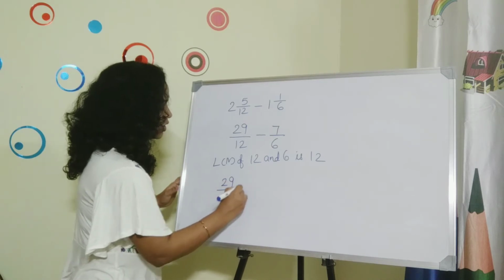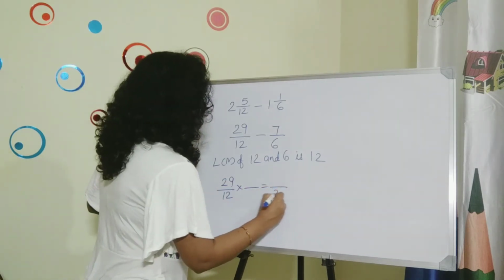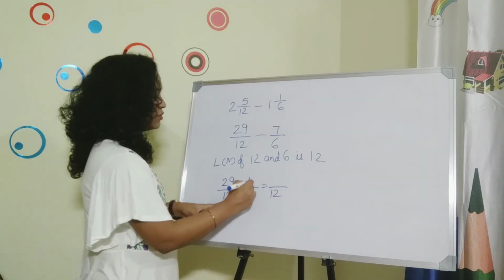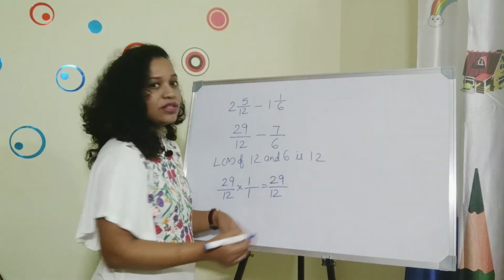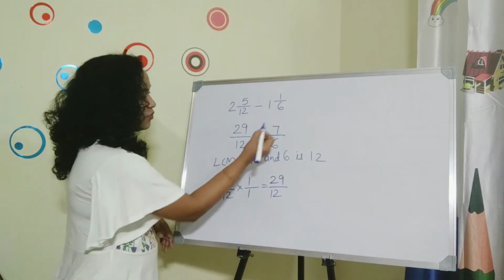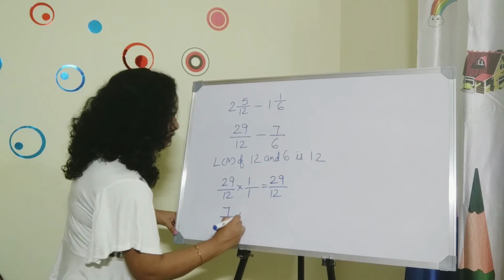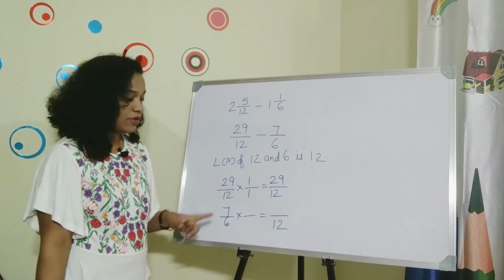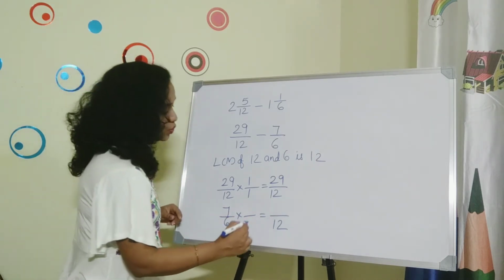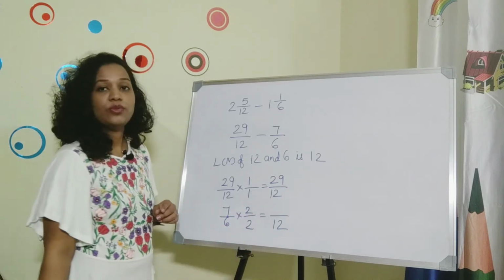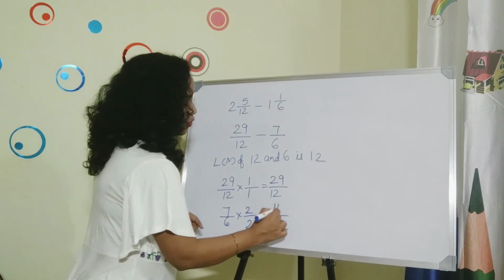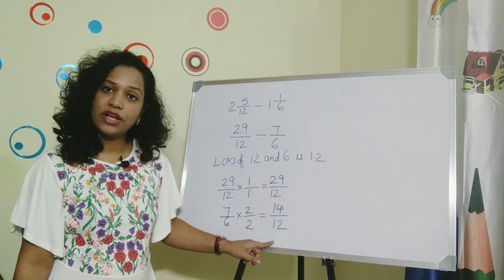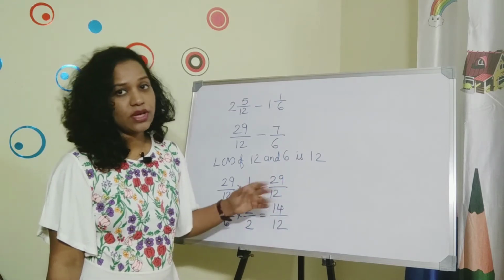So how do we write that? 29 by 12 into what will get a fraction with the denominator 12. So we know 12 into 1 is 12. So we multiply the same thing. We are going to get the same fraction here. And what about the next one? 7 by 6 into what? We'll get a fraction with the denominator 12. So 6 into what is 12? 2. So let's multiply 2 with the numerator also. 2 sevens are 14. So these are our like fractions.